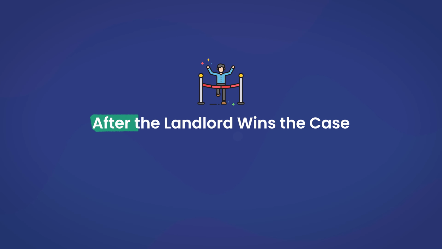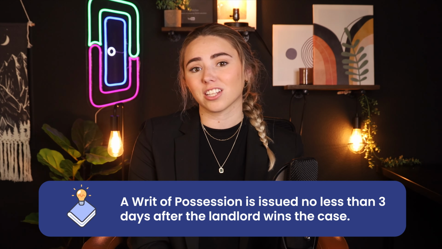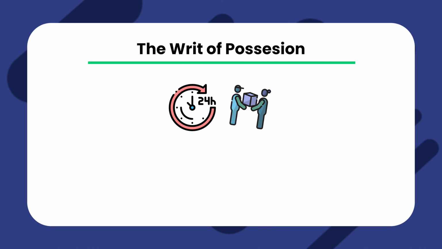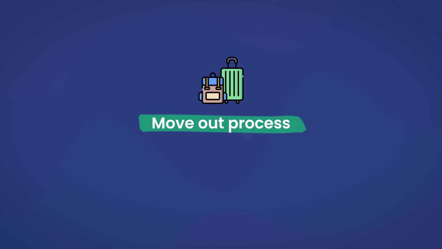So after the landlord wins the case, provided that the tenant does not appeal for reconsideration, a right of possession is issued no less than 3 days after the landlord wins this case. The right of possession gives the tenant a maximum of 24 hours from the moment they receive it to vacate the property. The sheriff posts the right of possession on the property. This informs the tenant that they do have that 24 hours to vacate the premise with their belongings.